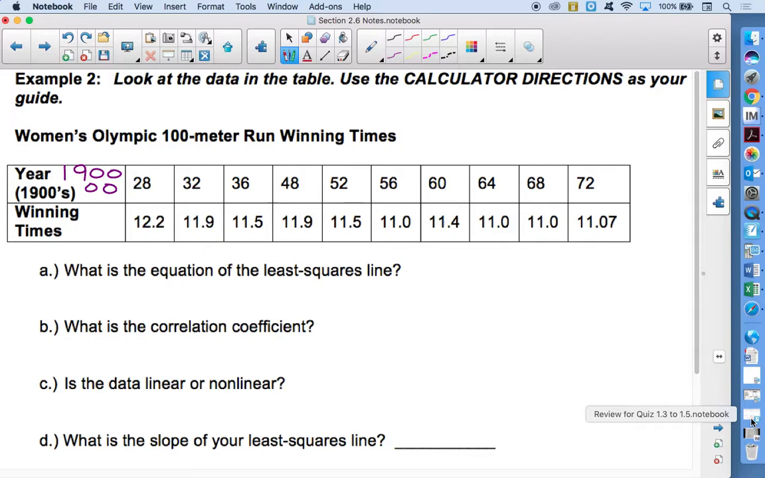Now the Olympics are like every 2 years because they do a winter and a summer separately. They used to do them all in the same year. So that's why the data was every 4 years here. That was just a little bit about the Olympics.